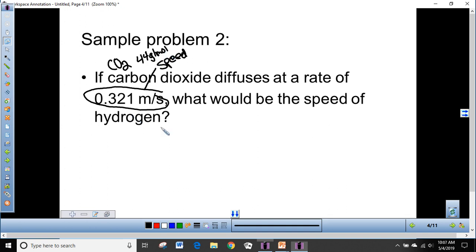Hydrogen, being a very small gas, H2, diatomic, has a molar mass of 2 grams per mole. So which one's going to go faster? Well, hydrogen's going to go faster. It's going to be a faster gas.